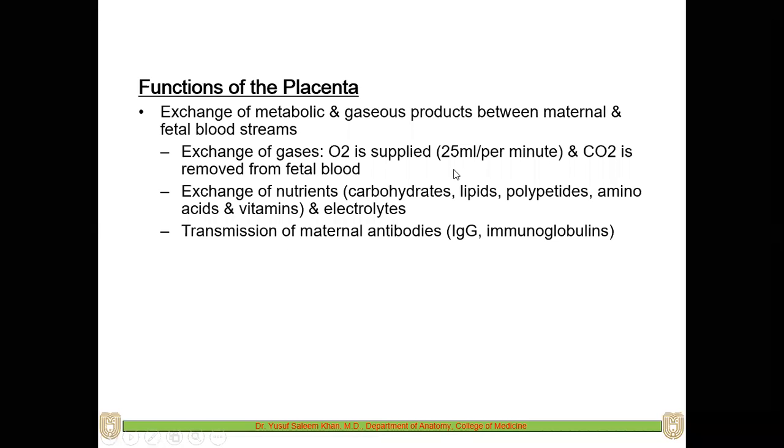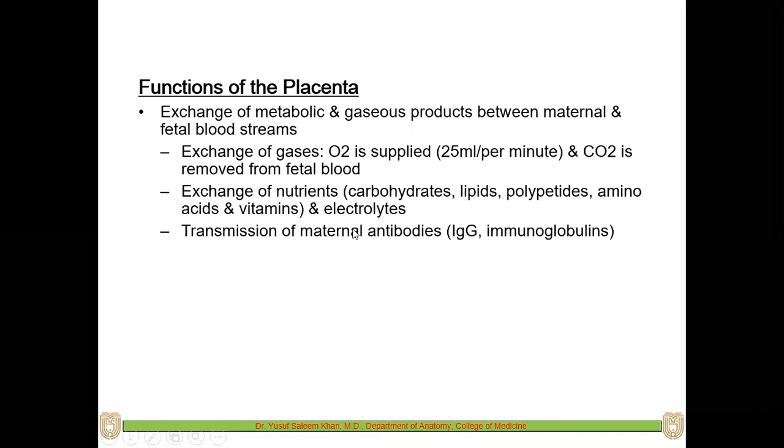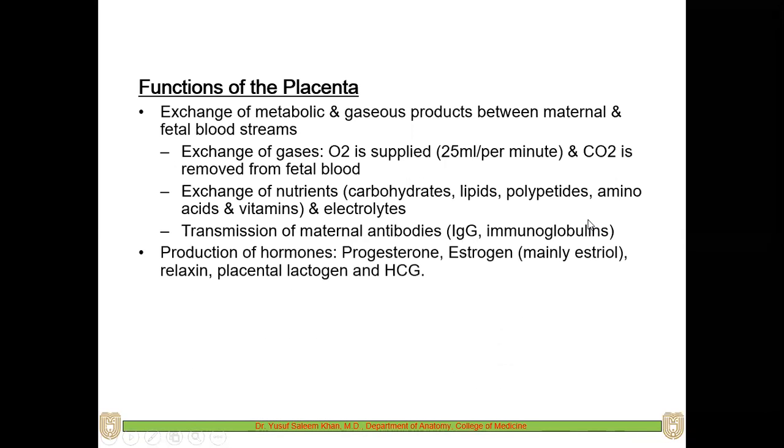Everything will be provided by the same placenta, as well as the electrolytes necessary for fetal development. The third is the transmission of maternal antibodies, ready-made antibodies, because the fetus is still not capable of producing antibodies to fight even minor infections. So all these antibodies are provided directly by the maternal blood, like IgG immunoglobulins and other things.